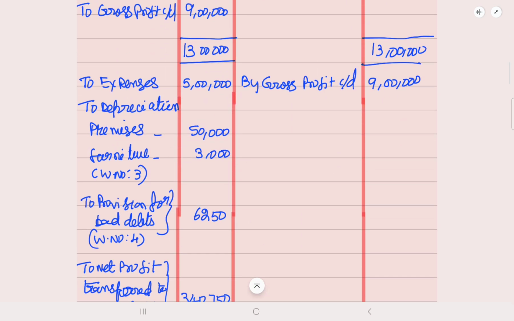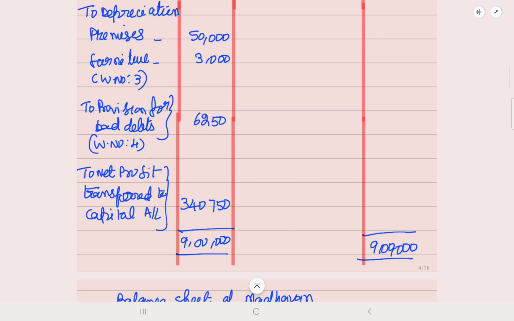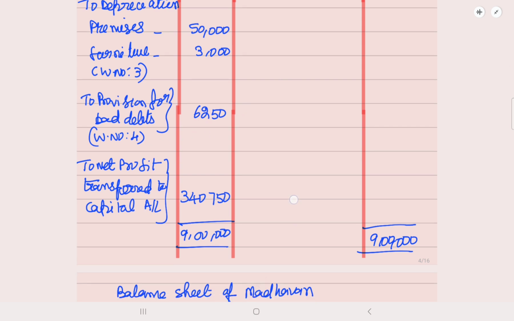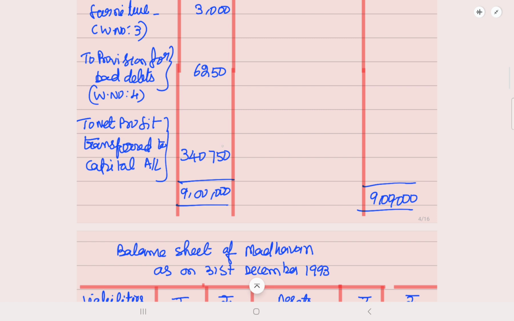So depreciation as per working note 3: premises 50,000, furniture 3,000. Provision for bad debts as per working note 4: 6,250. So net profit is 3,40,750. This will be transferred to the balance sheet.